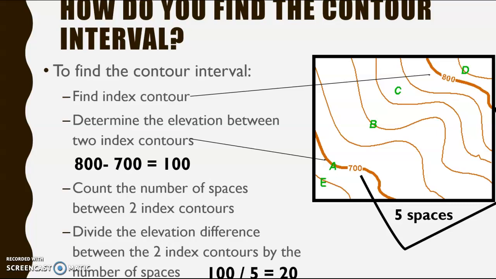And then you count the number of spaces between the two contours. If you count these, it's 1, 2, 3, 4, 5 spaces in between our two. So that's 800 minus 700, that's 100. And then divided by 5, that's 20. So each line gives you 20 more in terms of elevation.